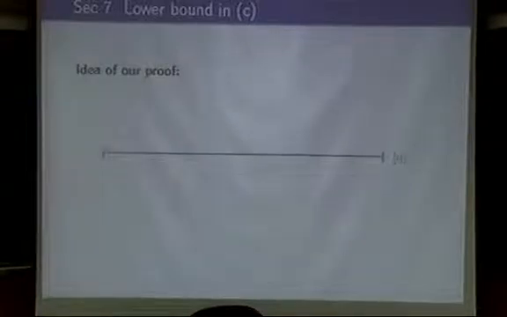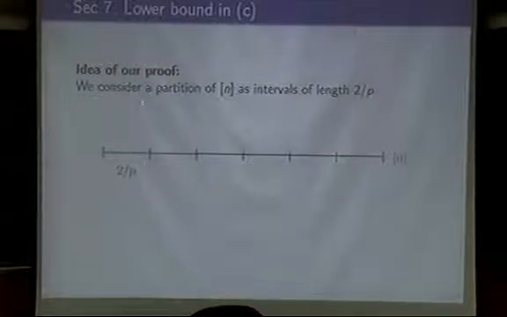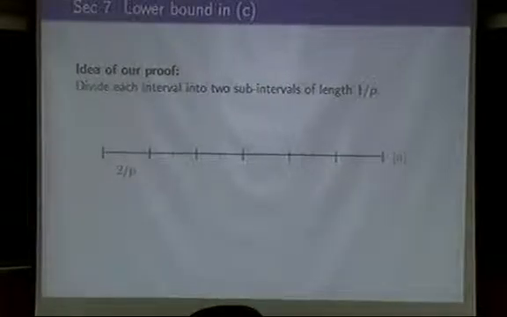Then let me show you the figures about this. First we have the integers from 1 to n, and we consider a partition of n into intervals of length 2 over p. So this size is 2 over p. Then we divide each interval into 2 sub-intervals of length 1 over p.